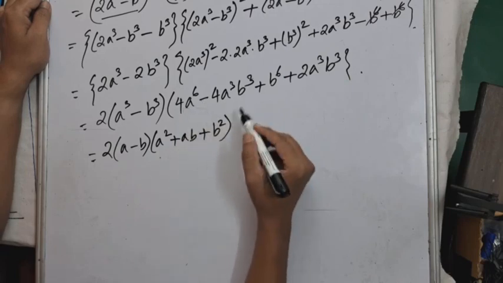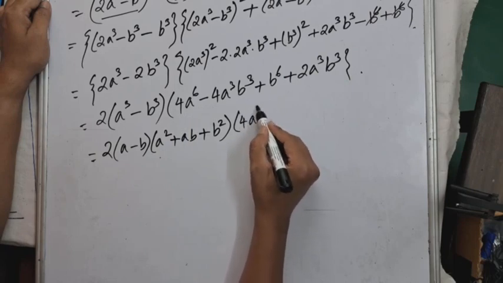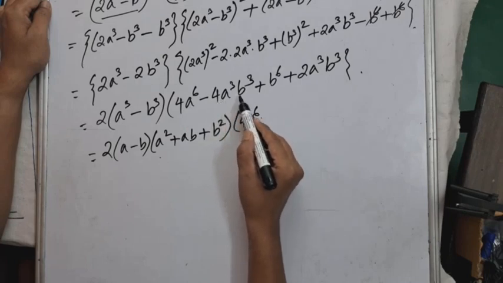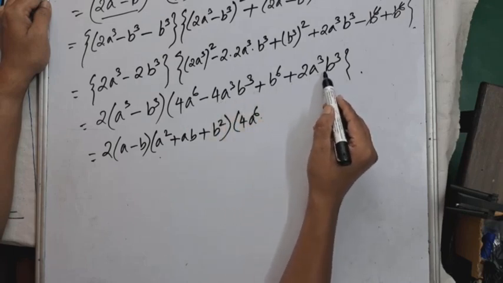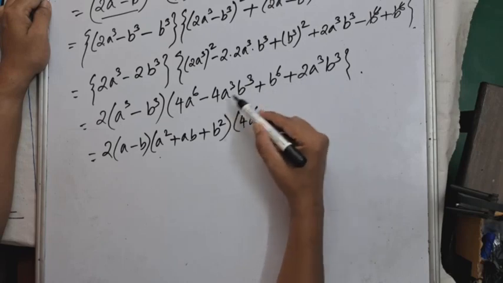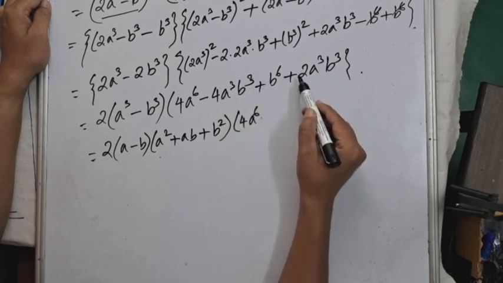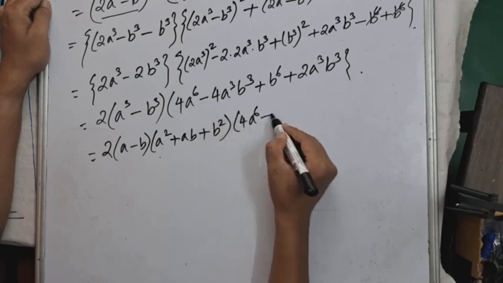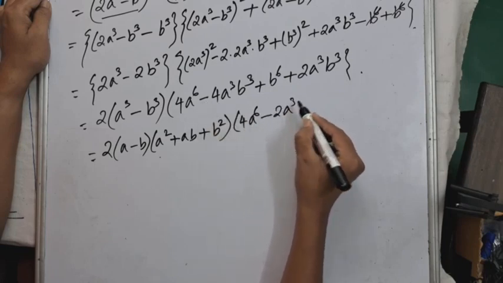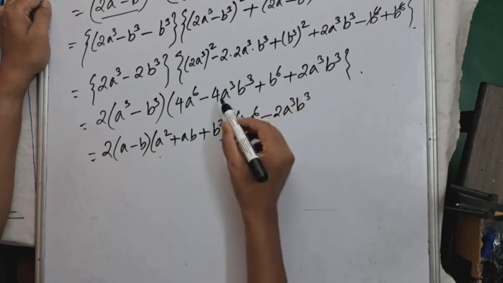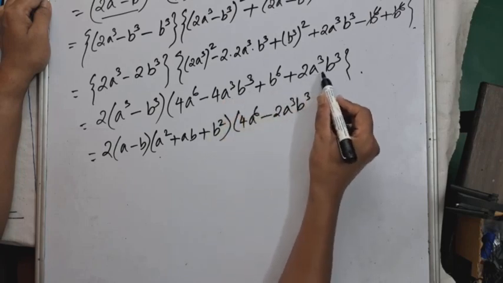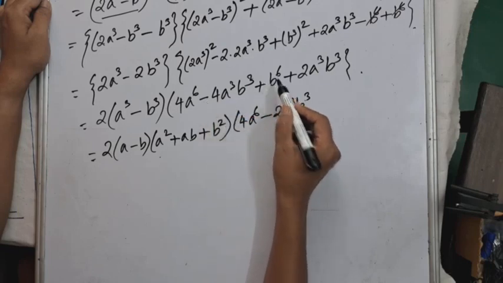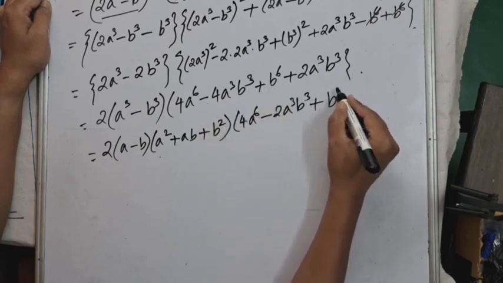Now we have 4a to the power 6, minus 4a cube b cube plus 2a cube b cube. Same type of number, signs are opposite, which means we have to subtract. 4 minus 2 is 2. The sign of the greater number comes, that is minus, 2a cube b cube, isn't it? 4a cube b cube minus 2a cube b cube is 2a cube b cube. Sign of the greater number, minus, will come here, plus b to the power 6.